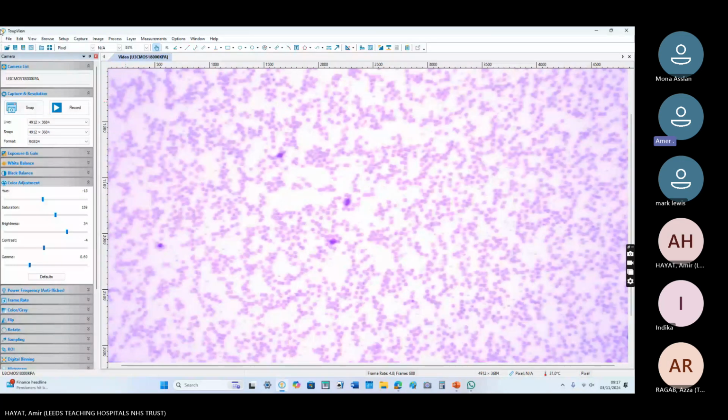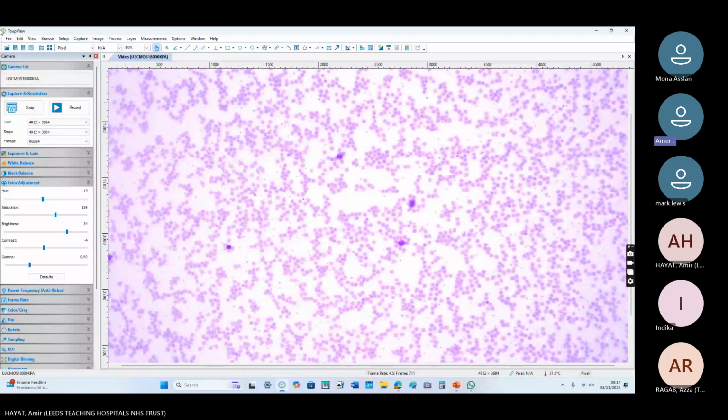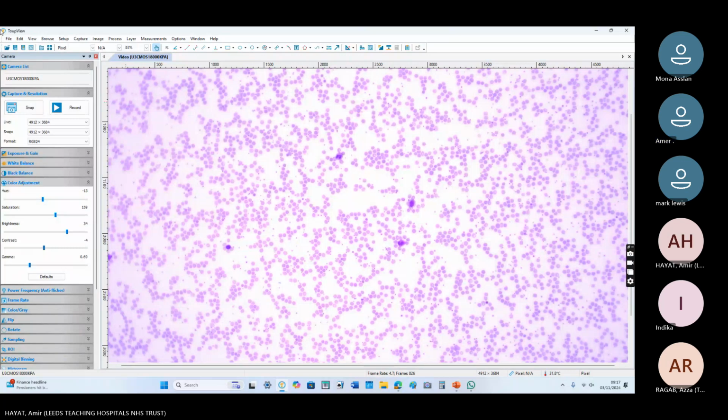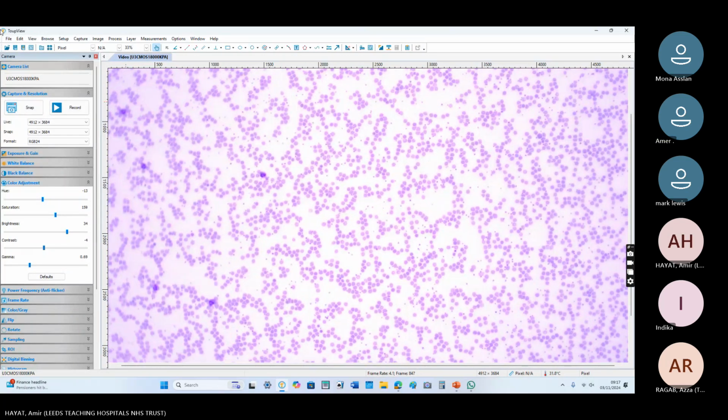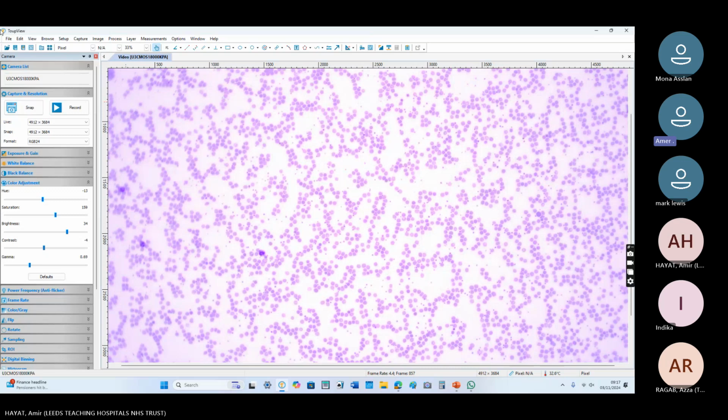So, this is the first case, a very common case in our routine setup, very frequent. This is a 30-year-old patient who presented to the emergency department because of progressive weakness and tiredness, and he has some infection symptoms as well, like sore throat.